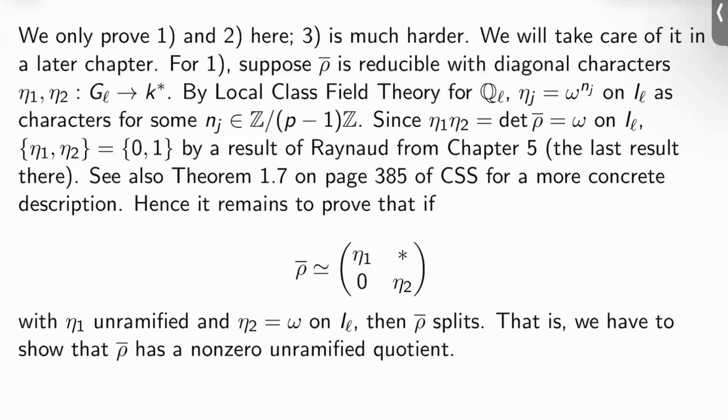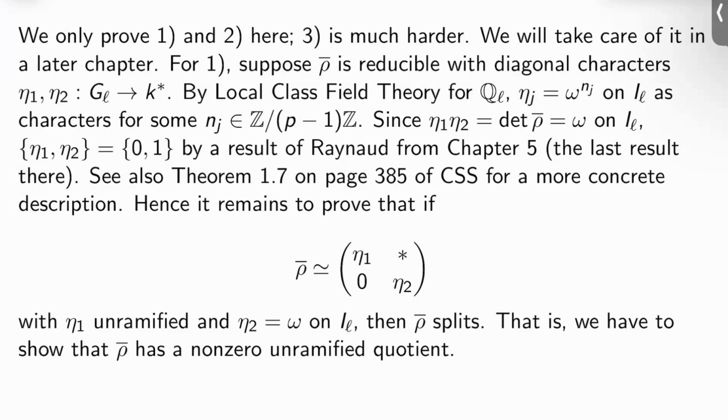Right? Now we know that eta 1 eta 2 is det rho bar, but that's also omega on IL. That's kind of given information and also definitions of these characters. So that means that the set consisting of eta 1, eta 2 is the set consisting of 0 and 1 by a result of Raynaud from chapter 5. It's actually the last result in chapter 5, so I'd encourage you to go back and look at that.